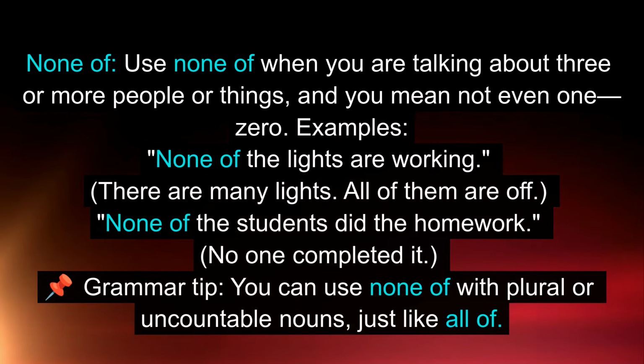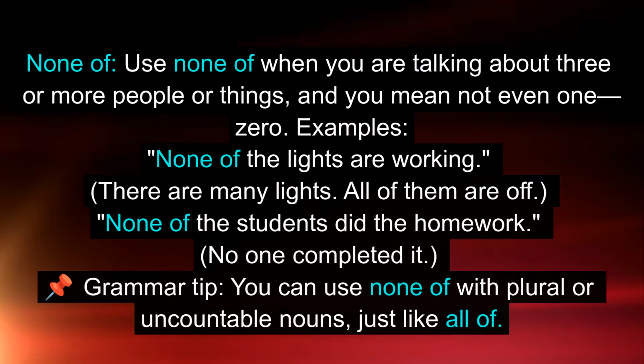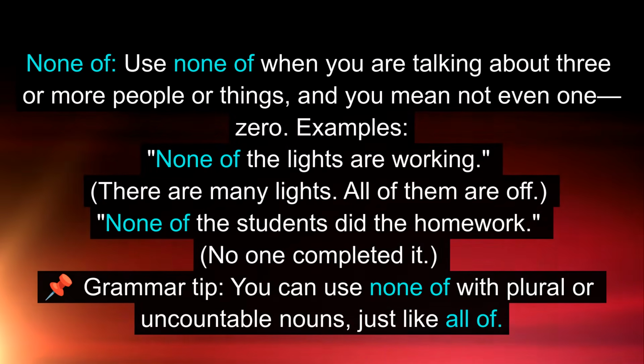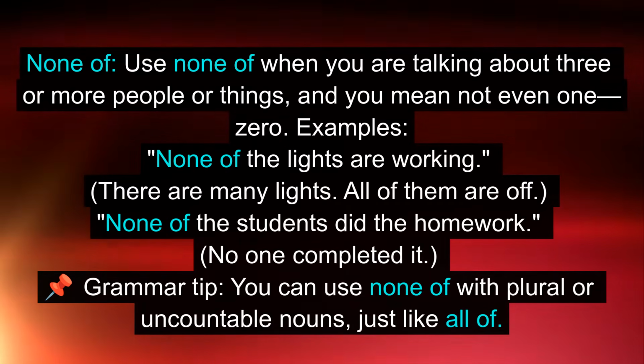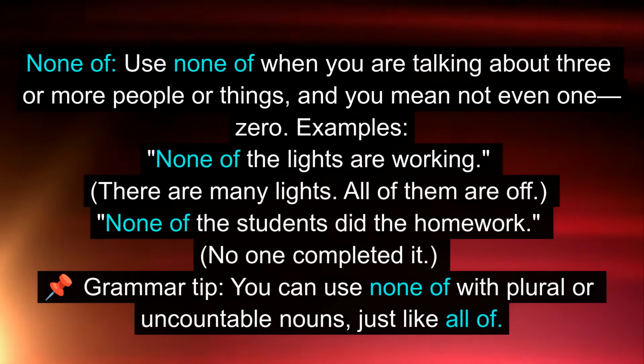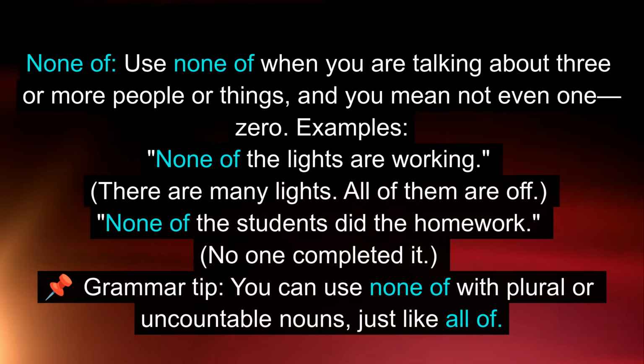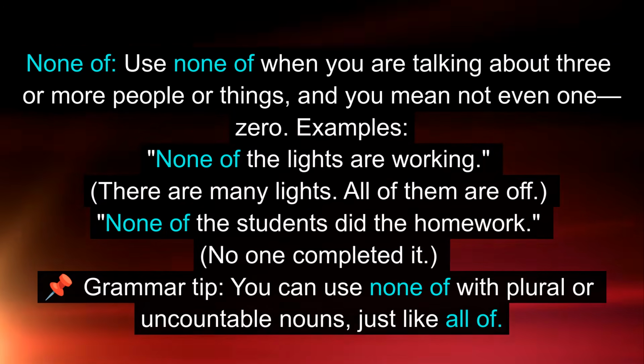None of. Use none of when you are talking about three or more people or things, and you mean not even one. Zero. Examples. None of the lights are working. There are many lights. All of them are off. None of the students did the homework. No one completed it. Grammar tip. You can use none of with plural or uncountable nouns, just like all of.